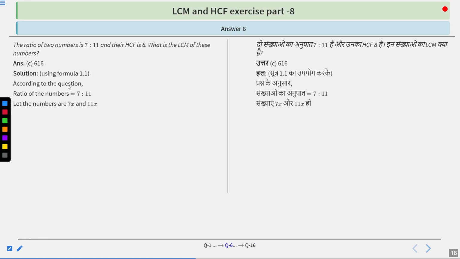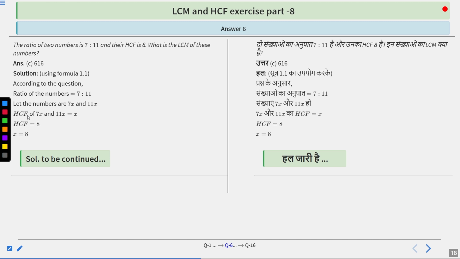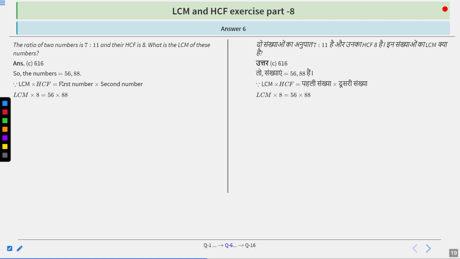Now, according to the question, the ratio of the numbers was 7:11. Therefore, we can assume the numbers to be 7x and 11x. So the HCF of 7x and 11x is x, because x can divide 7x and 11x also. But here the HCF is 8. That means x is 8. So the numbers are 8 into 7, 56, and 8 into 11, 88. So we have got the numbers and the HCF is 8 already.